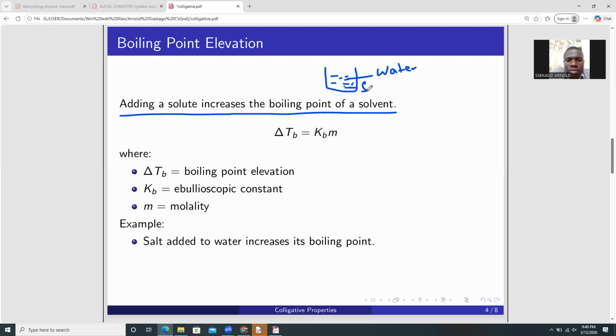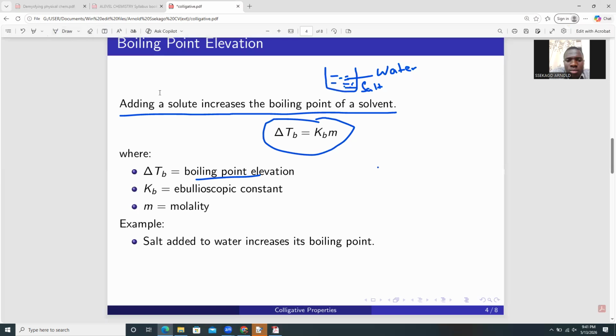That's why this is called boiling point elevation. Boiling point has to increase. So adding a solute to a solvent increases boiling point. This is summarized by this relation, where change in T is the boiling point elevation, Kb is the ebullioscopic constant, and m is molality. Molality investigates the amount in grams or kilograms. Example: salt added to water increases its boiling point.